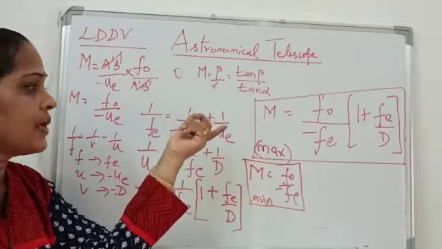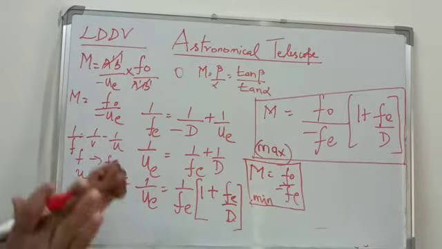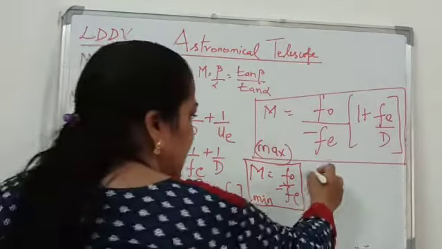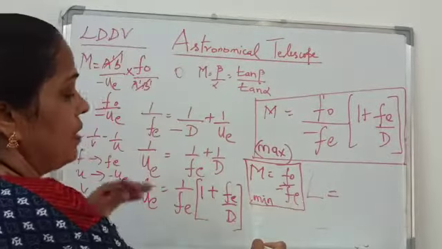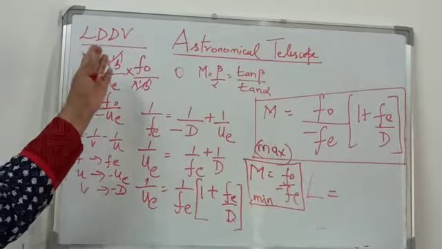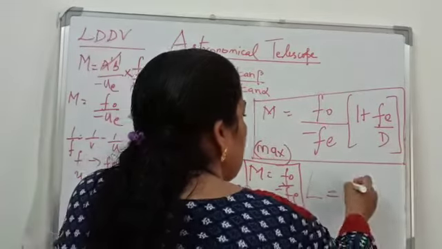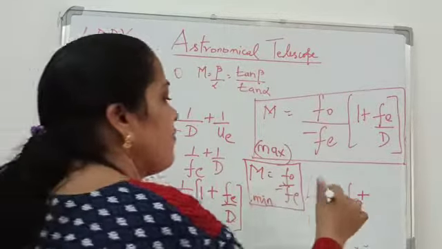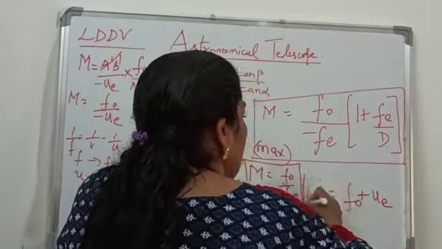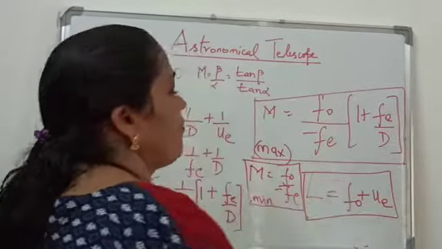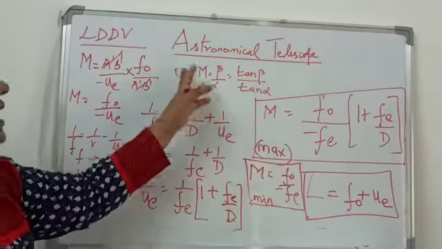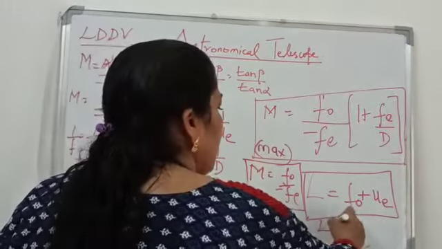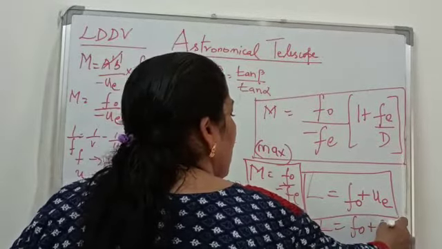Also from this figure, you can see that the length of the tube is the distance between the objective lens and the eye lens. So the distance L will be equal to, where is the image formed? The object is at infinity, so the image is formed at the focus, that is FO, plus where is the object placed? It is placed within the focus, so it must be the object distance. So this will be the length FO plus UE when the final image is formed at LDDB. When the image is formed at infinity, the length of the tube will be FO plus FE.